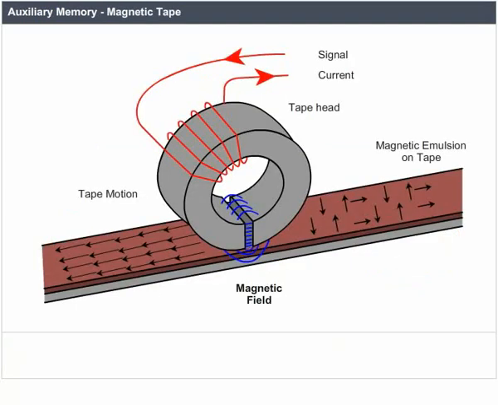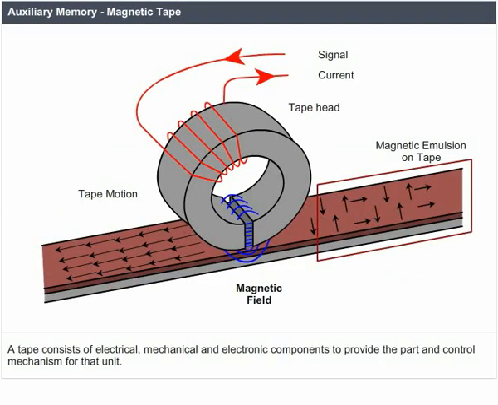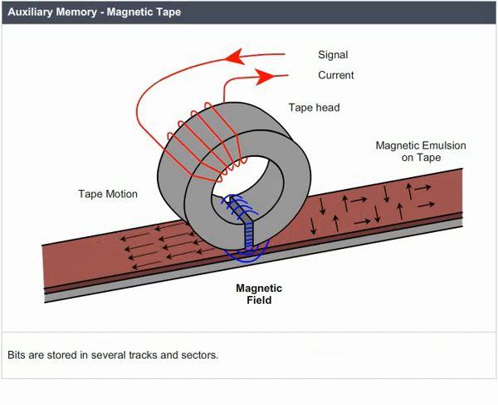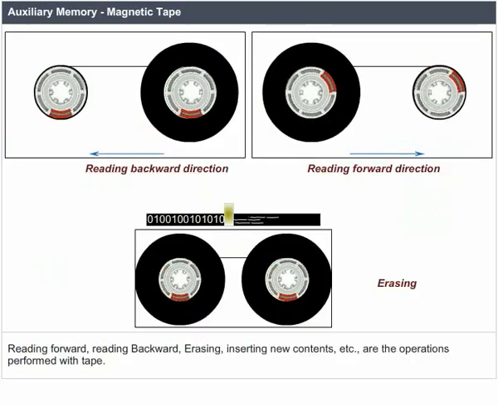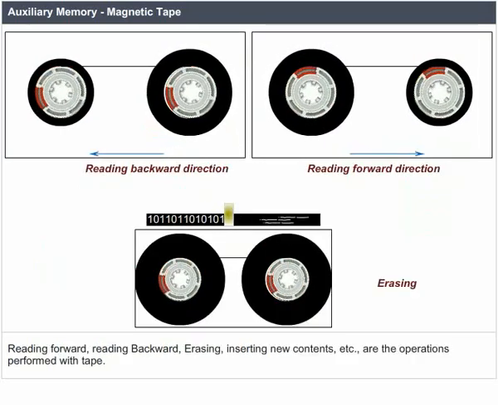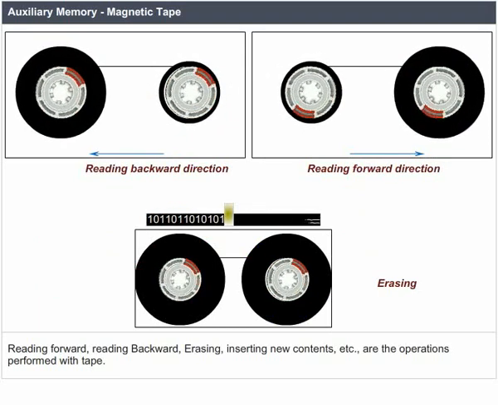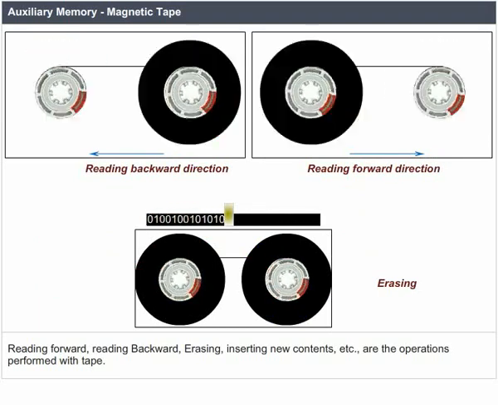Auxiliary memory: magnetic tape. A tape unit consists of electrical, mechanical, and electronic components to provide the path and control mechanism for that unit. It is a strip of plastic coated with a magnetic recording medium. Bits are stored in several tracks and sectors, but data are read in a sequential manner. Reading forward, reading backward, erasing, inserting new contents, etc. are the operations performed with tape.